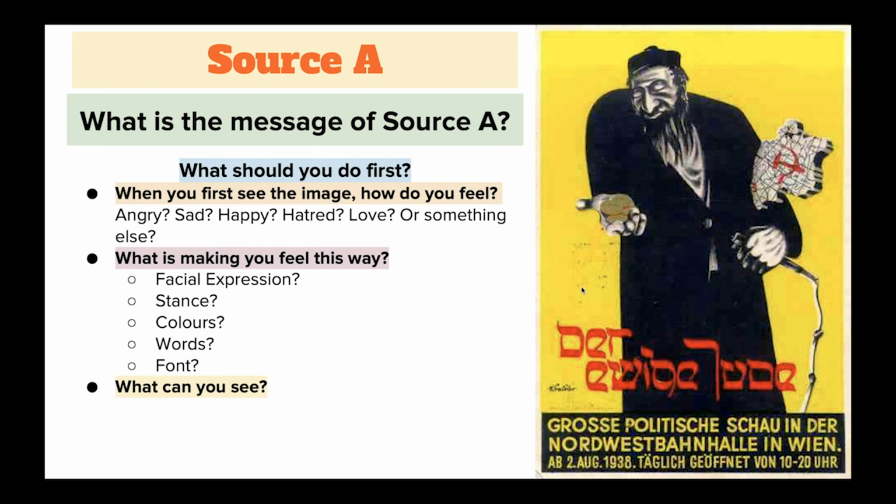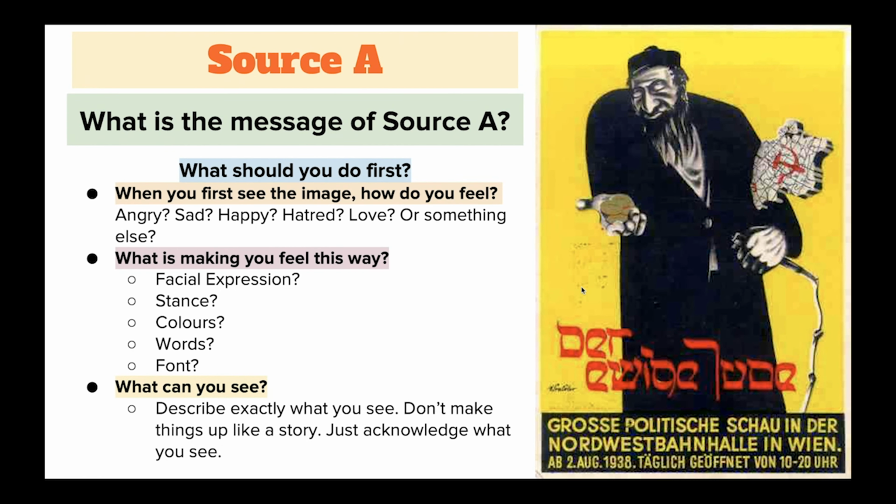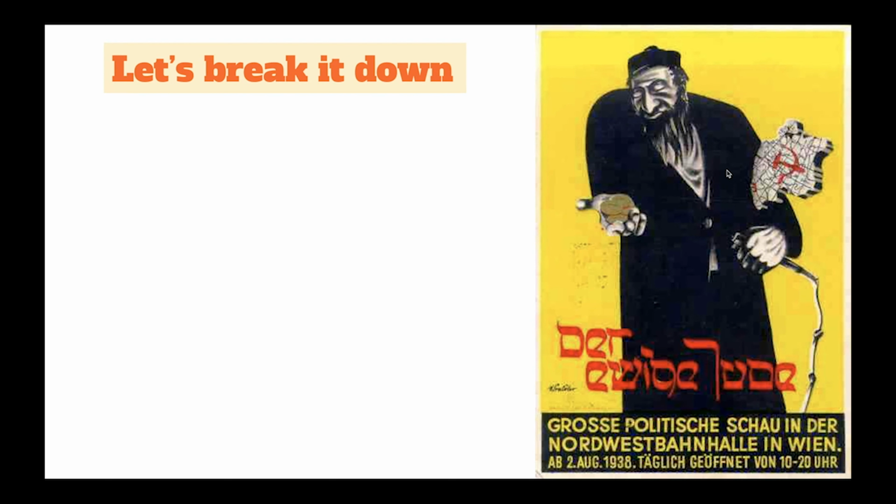So what can you see? Now, this is what you should be thinking about to yourself, okay? Just describe exactly what you see. Don't make things up. Don't make a story. Just acknowledge what you see. So let's break it down. So this is what I can see.